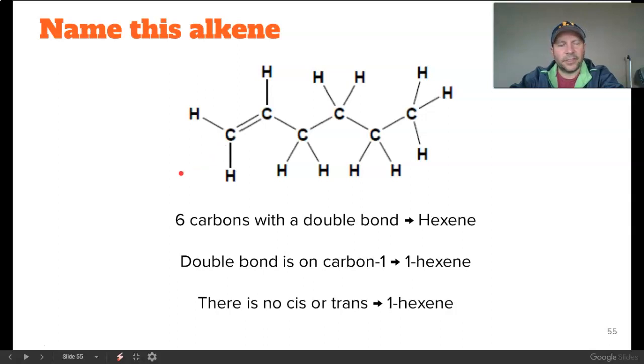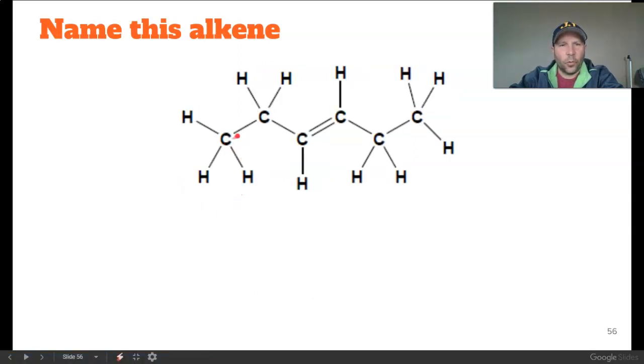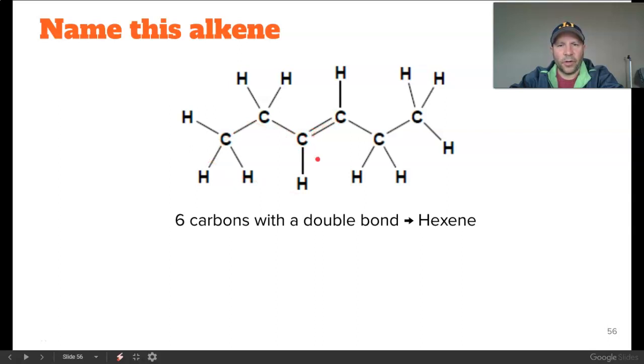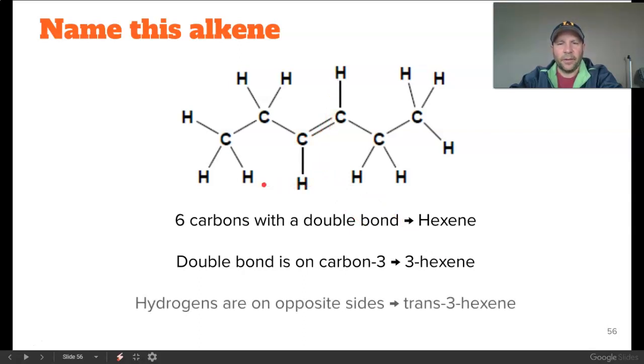Nothing crazy. Let's see another one with cis or trans here. 1, 2, 3, 4, 5, 6. Based off hexene, again, 1, 2, 3. So this double bond is coming off of carbon 3, so we're going to call it 3-hexene. And look, hydrogen on top, hydrogen on bottom, so that means it's trans. So that's called trans 3-hexene.